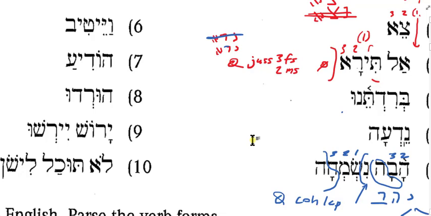So let's look at number 7 here. Everybody, 7, hodia. Sounds like we're saying, oh dear. Oh dear. All right. So I have a consonant hey with a holem vav, dalet with a hireq yod, and ayin. So the only 3 consonants I really have are hey, dalet, ayin. Are those my 3 root letters? No. I mean, conceivably they could be, right?